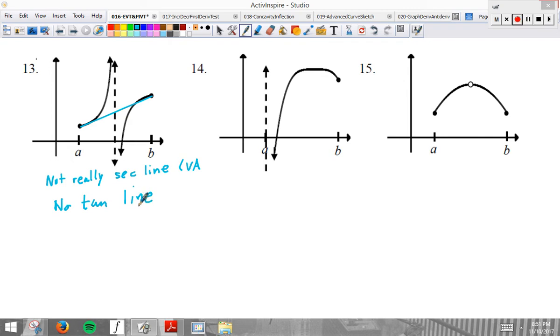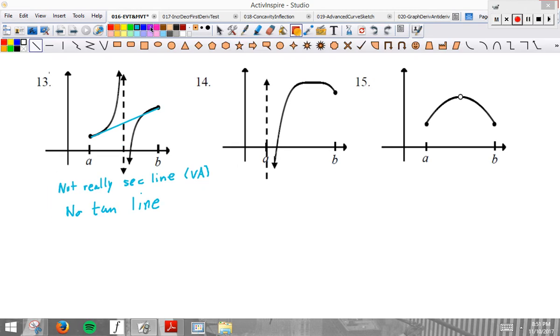And again, it's due to that same vertical asymptote that stopped us from having a secant line, really. So a discontinuity within the interval caused us to not be differentiable, caused us to lose that tangent line we had in those first two examples.